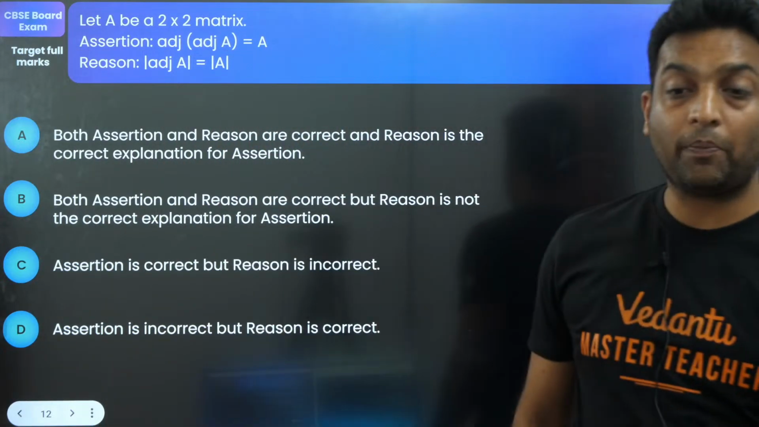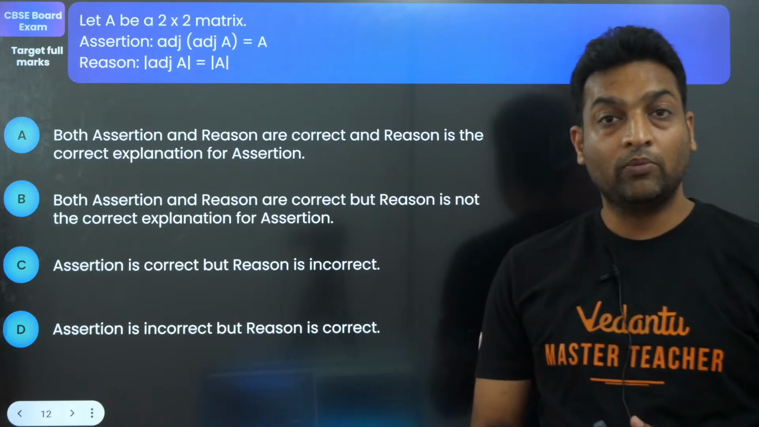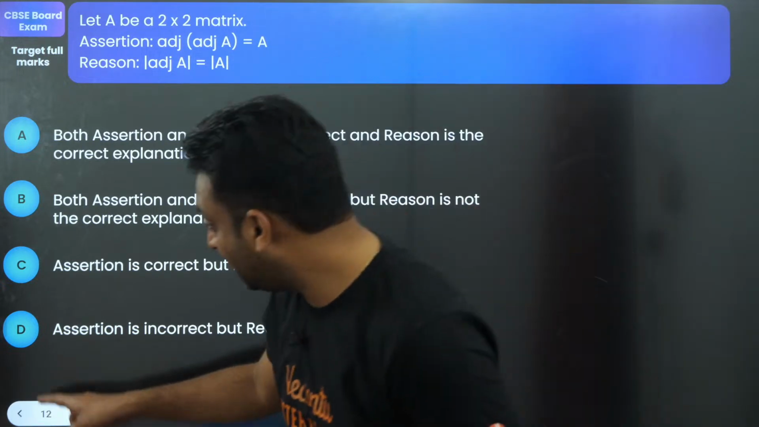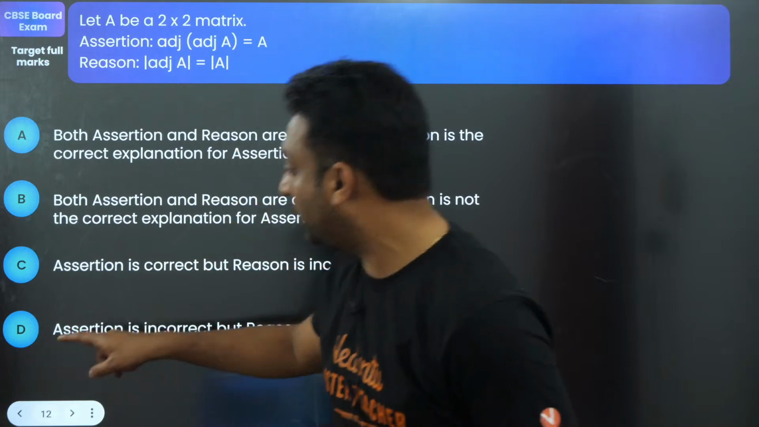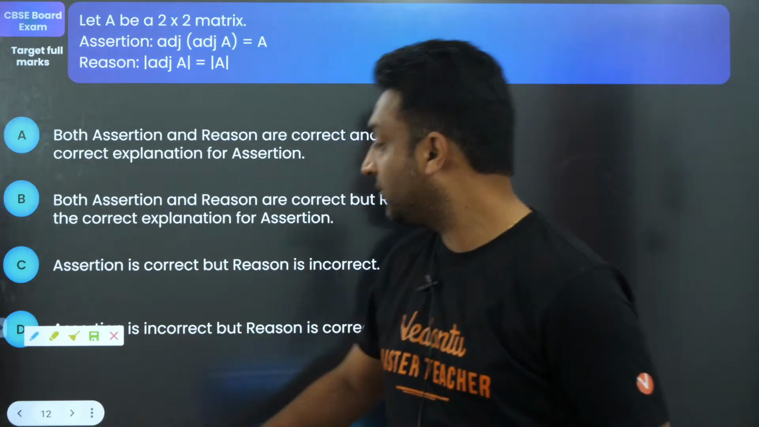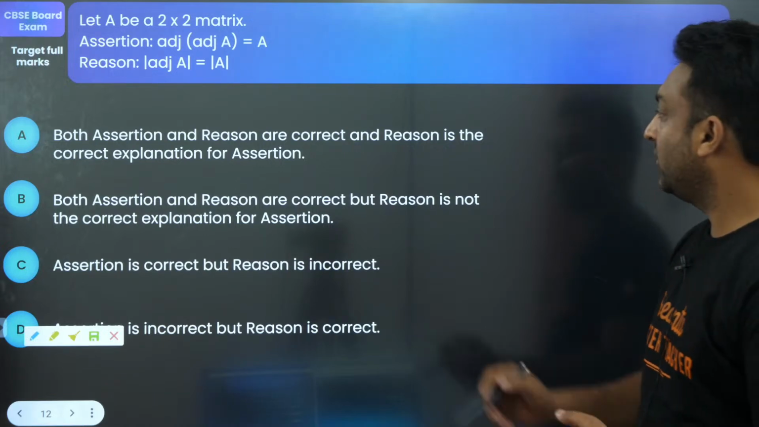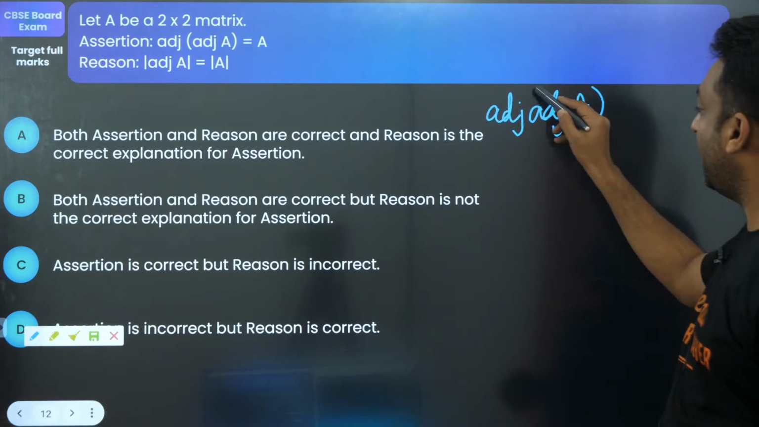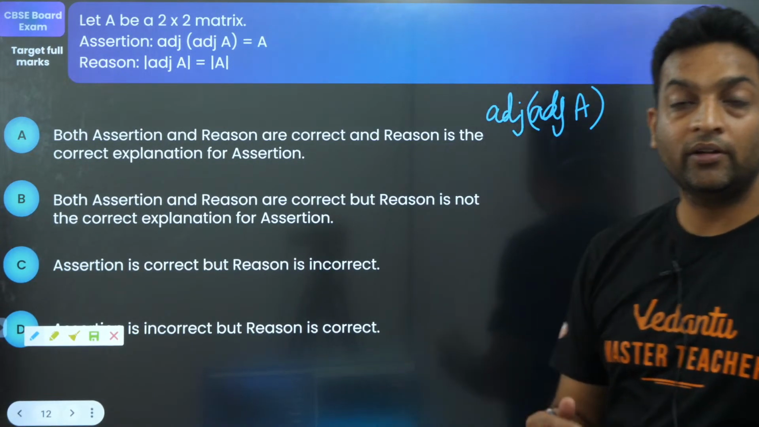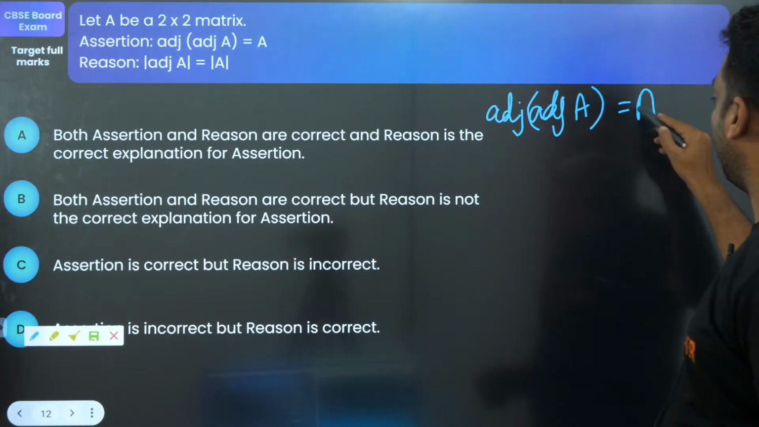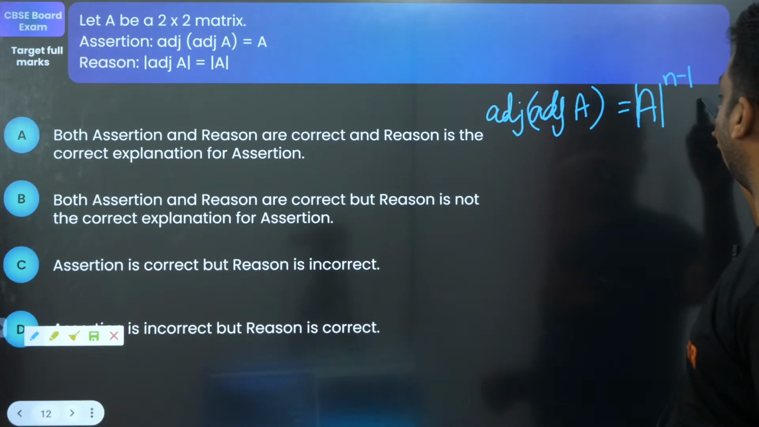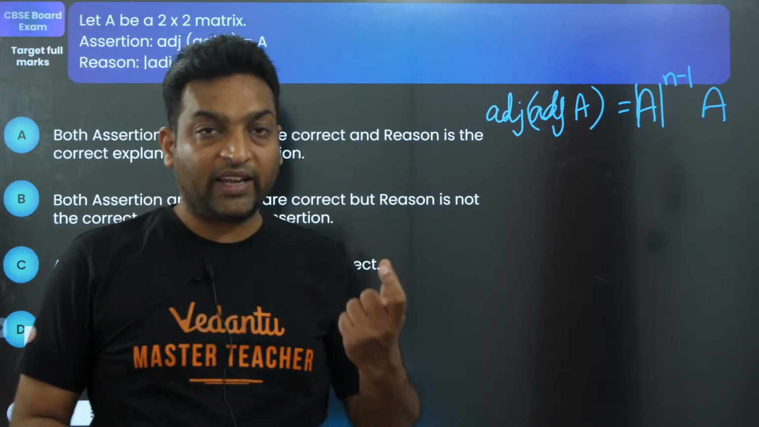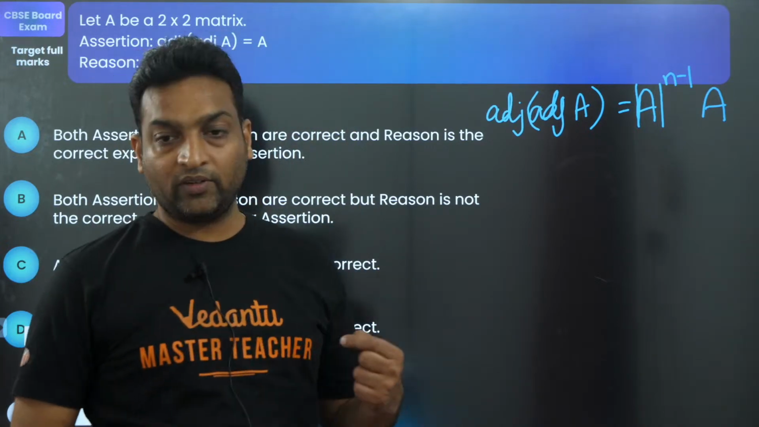Do you remember the properties of adjoint and properties of modulus of adjoint? These are the two very important properties which we will be using in this question. First property, adjoint of adjoint A. Who will tell me? It is determinant A raised to power n minus 1 into A, where n is order.